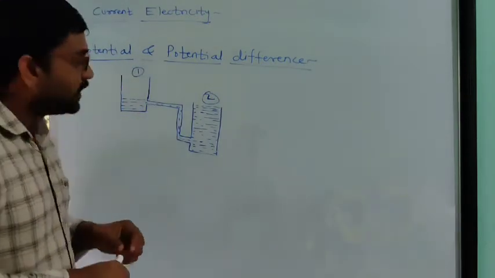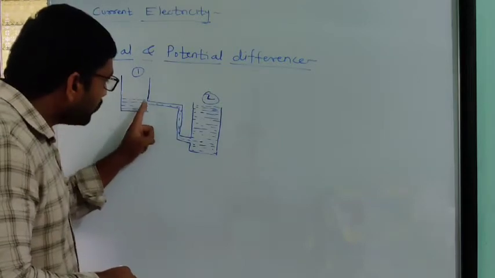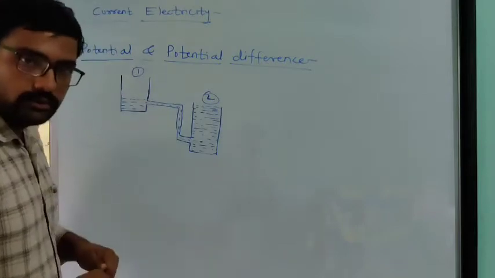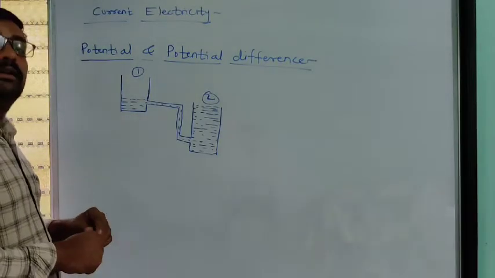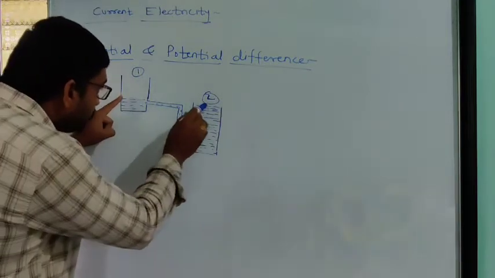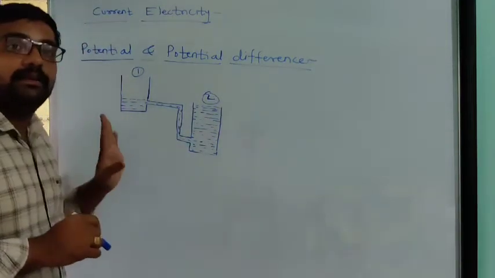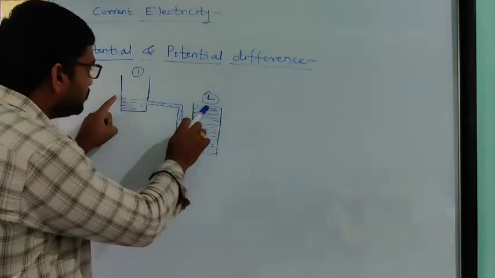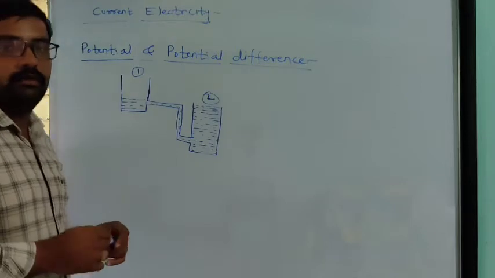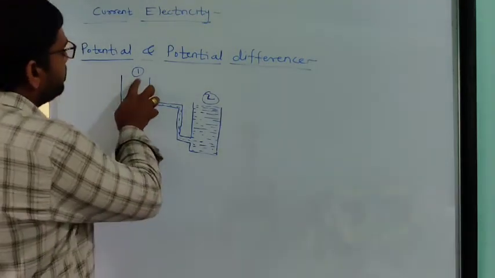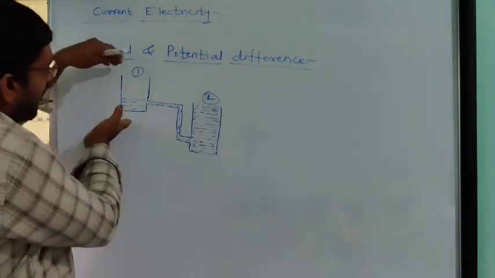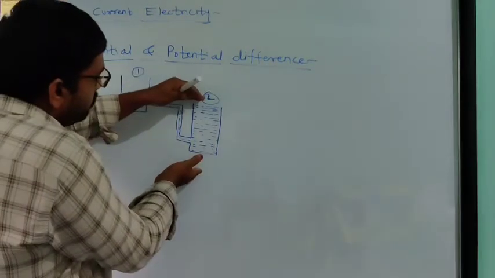So here what happened? The water transmission takes place from tank 1 to tank 2. And this transmission is continuous till the heights of both the waters become the same. As the heights of both tanks become the same, the transmission of water is stopped. So initially this one is full and this one is empty. This is at a higher height, this is at a lower height.